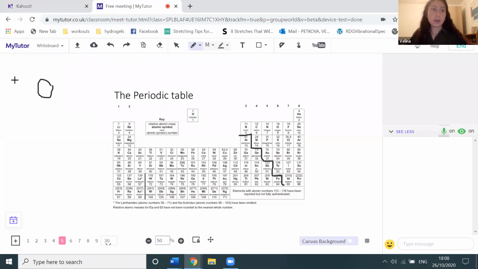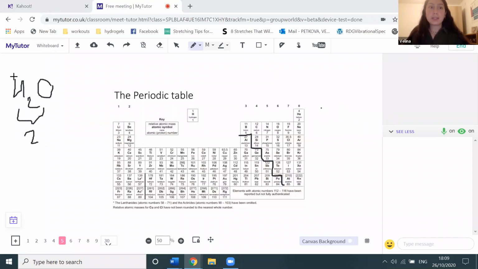However, if you take water, for example, you will see that there are two elements present, right? So therefore, this is no longer an element, as with an element, we only have the one type of atom present.